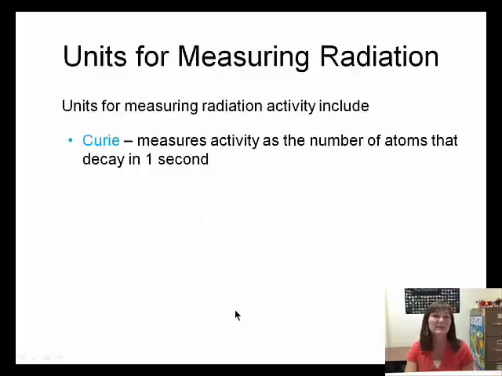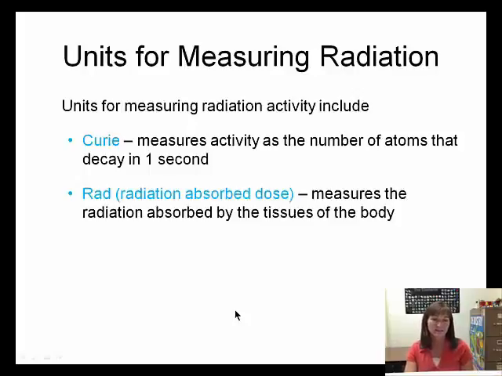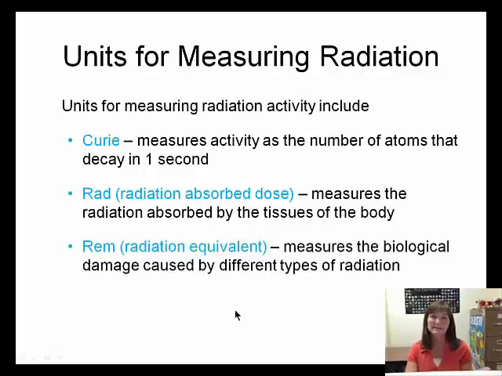Some units that we use for radiation. A curie measures the activity, the number of atoms that are decaying per second. A RAD is the acronym for radiation absorbed dose, and it measures the radiation absorbed by the tissues of the body. A REM is another unit you'll see on radiation, and it stands for radiation equivalent, which measures the biological damage caused by different types of radiation.